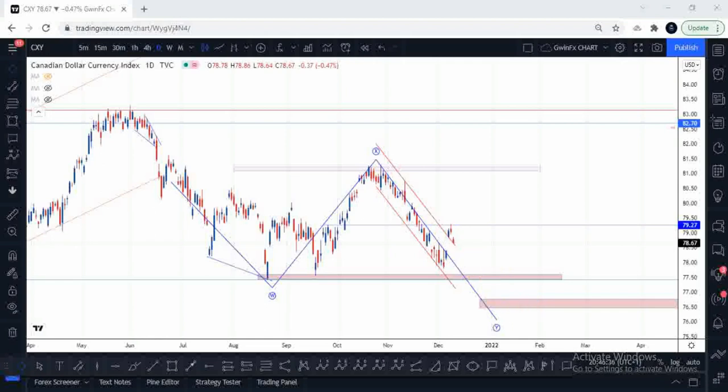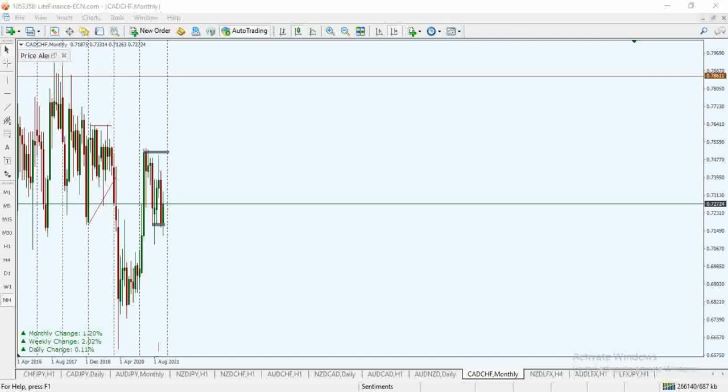All right, so here I've just put up my trade idea for CXY. Let's go over to CADCHF and see what potentials we also have with CADCHF, and when we're going to be looking at starting to take a trade decision with this one.